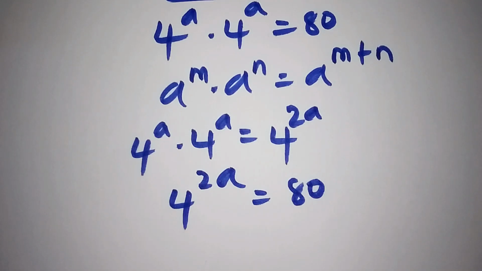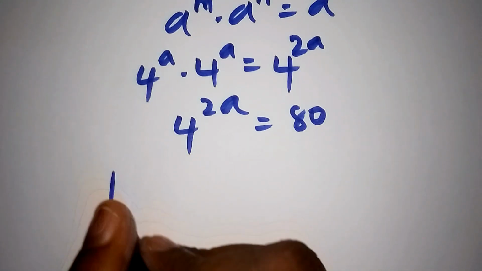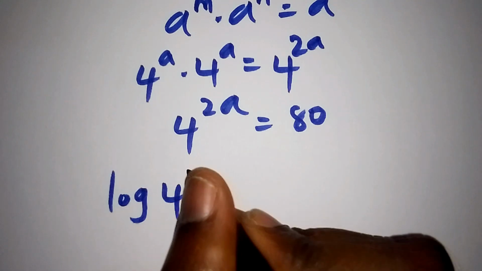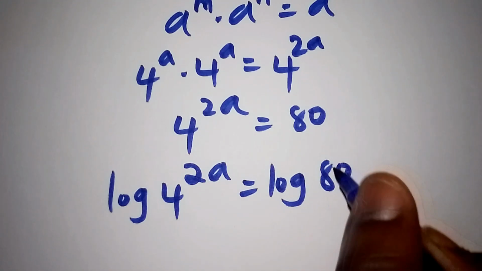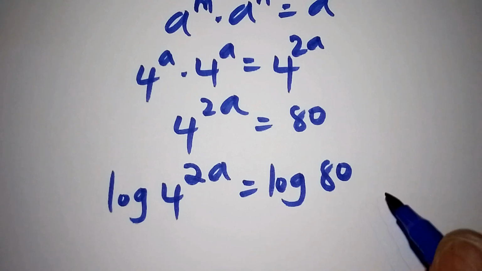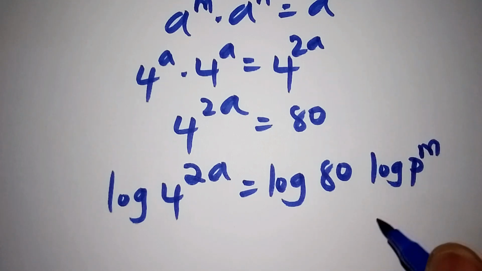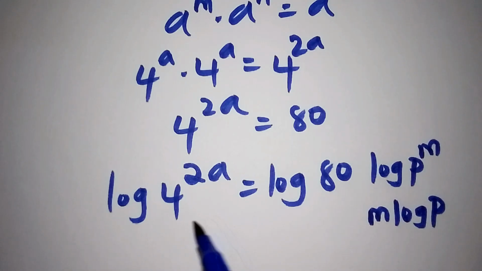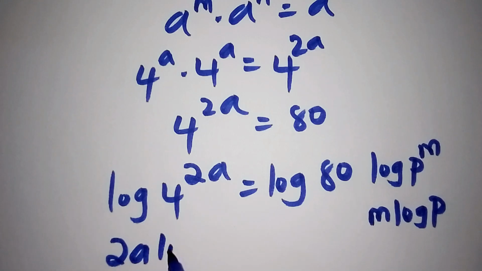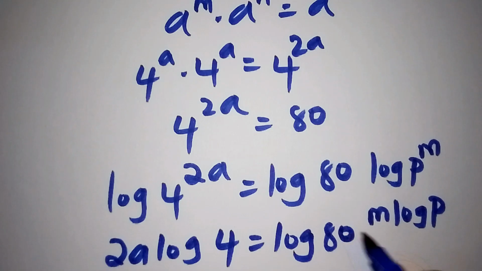So what do we now need to do? We need to introduce the log on both sides. So in that case we shall have the log of 4 to the power of 2a is equal to the log of 80. So from there, assume we have the log of p to the power of m. This can also be written as m times the log of p. So by taking this, the log of 4 to the power of 2a can also be written as 2a times the log of 4, is equal to the log of 80.